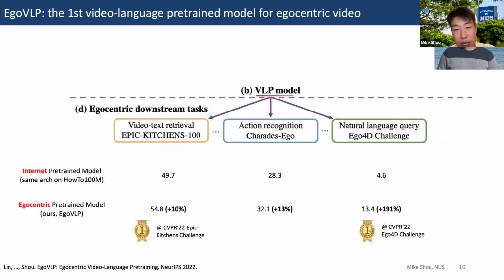And once it has been trained, we can transfer it to different downstream tasks, like video-text retrieval, applications like action recognition on Charades, and also a bunch of tasks in the Ego4D challenge, like natural language query, which is essentially given a textual description, we want to find out the start and end time of the event described in this sentence within a very long video. And you can see that the egocentric pre-trained model can improve on the internet pre-trained model by quite a significant margin.